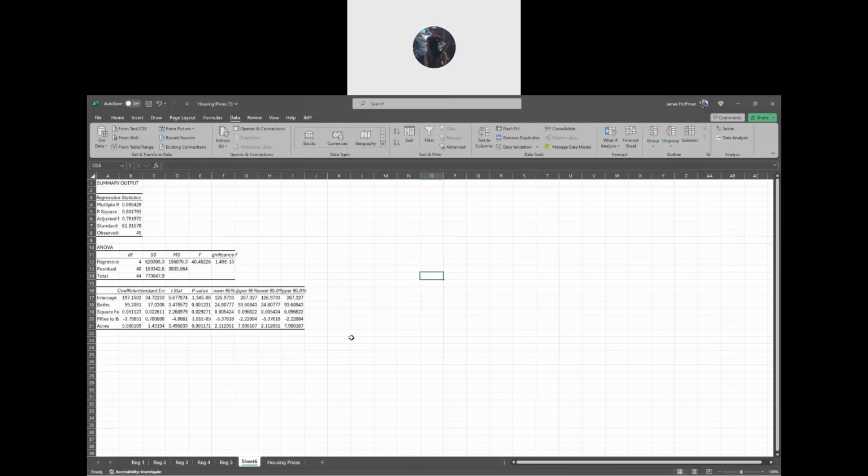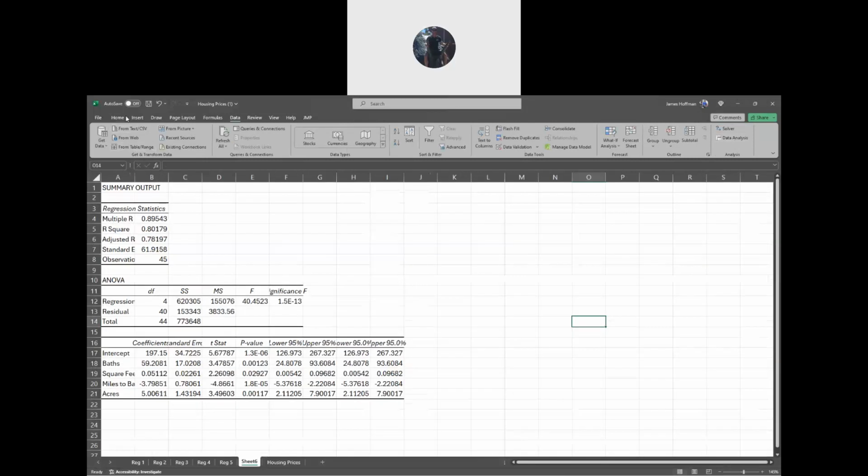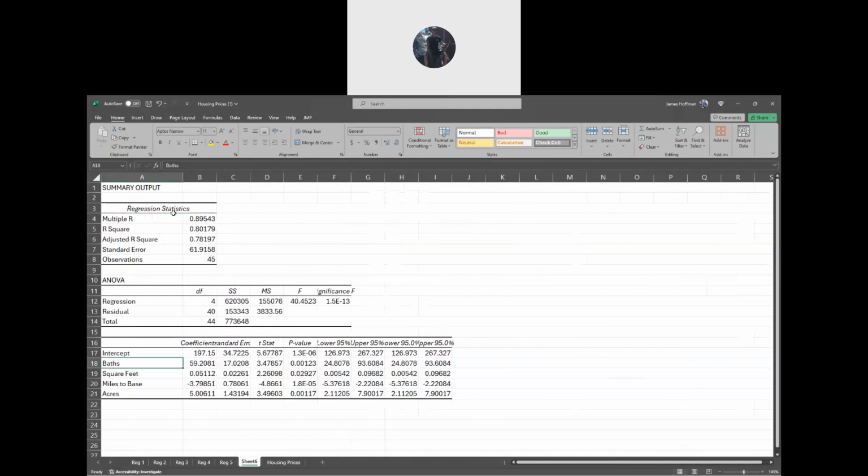Okay, look at that. They're all significant. So if we get to the same conclusion, I'm just looking at the T-stats for now. We have baths, square feet, miles to base, and acres. And the T-stats are 3.4, 2.26, negative 4.86, and 3.49-ish. So do we get to that conclusion?